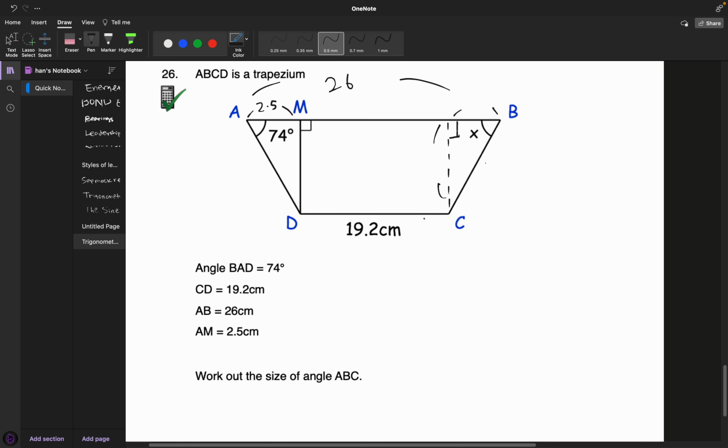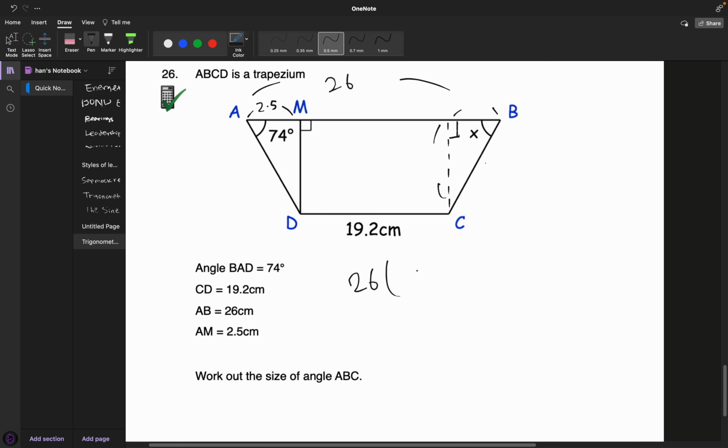And this is 19.2. So if we do 19.2 plus 2.5 minus that from 26, that should give us the length of this. And if it's also 2.5, then it is identical, and this angle will also be 74 degrees. But it probably will not, because then the question will be way too easy. But let's just check it out just in case.